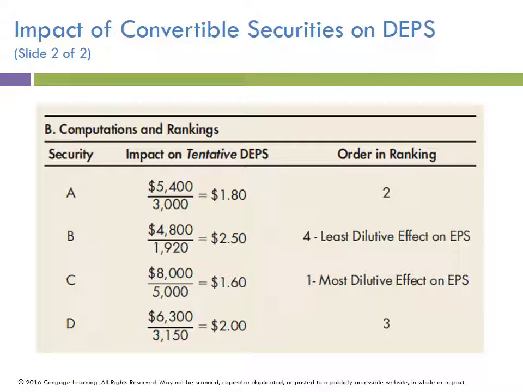So we rank these. The lowest amount, or lowest impact dollar amount wise on earnings per share, means it would only increase earnings per share by $1.60. Just that item. Lowest, then second lowest, third, and fourth.